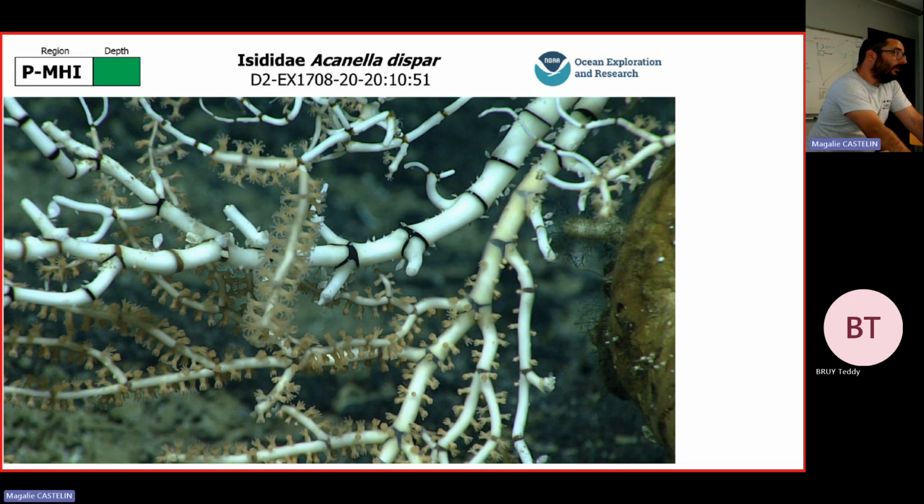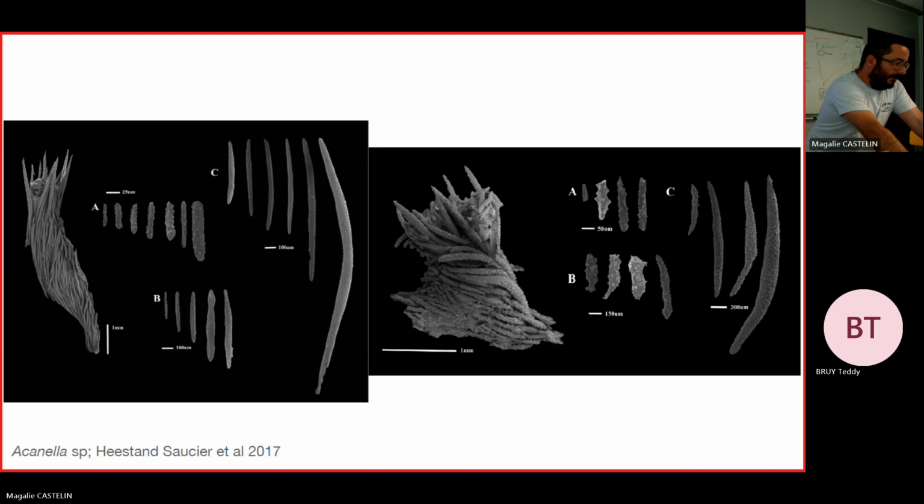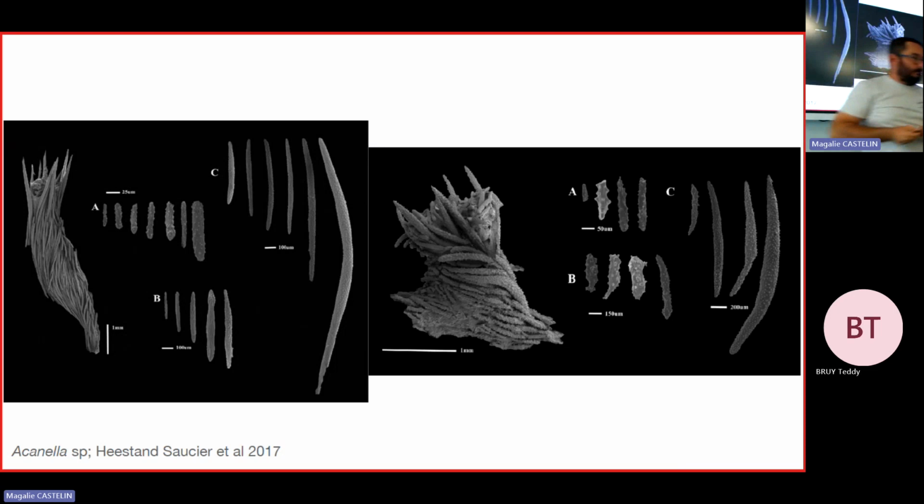Okay, this is Acanella dispar. The Acanella are bushes. And these are polyps of Acanella. You can see these crowns of needles sticking out that can probably serve as protection against the polychaetes.